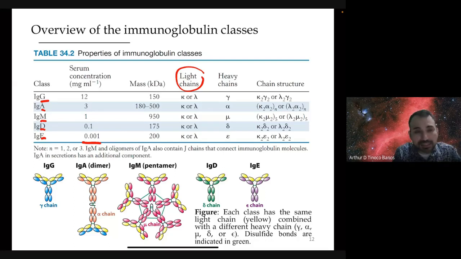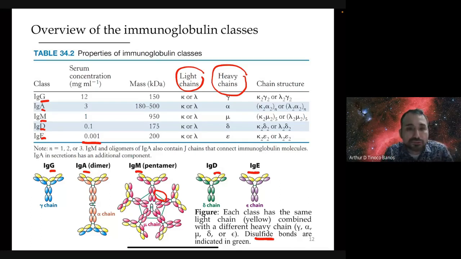The light chain, which is depicted in yellow, is a common feature in all of these. But then the distinguishing feature is the heavy chain that's present. And so you have just a representation of the immunoglobulin G, A, M, D, and E, just to give us a perspective of what these proteins essentially constitute. And another important thing is, at least for the higher order structure proteins, that their quaternary structure is stabilized by the presence of disulfide bonds, and these are actually represented by these green bonds.